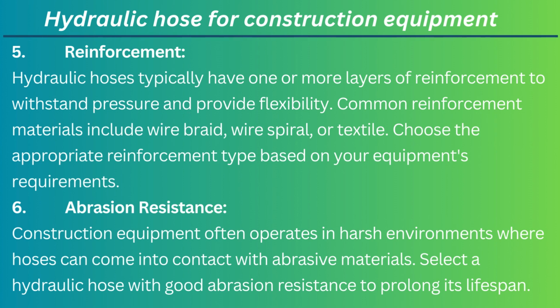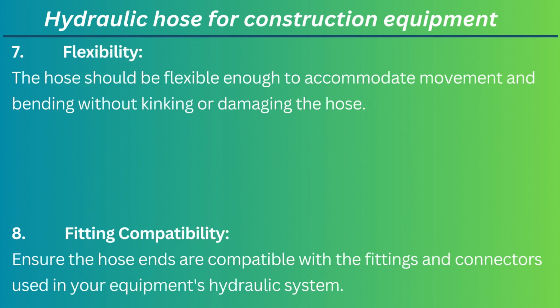6. Abrasion resistance. Construction equipment often operates in harsh environments where hoses can come into contact with abrasive materials. Select a hydraulic hose with good abrasion resistance to prolong its lifespan. 7. Flexibility. The hose should be flexible enough to accommodate movement and bending without kinking or damaging the hose.